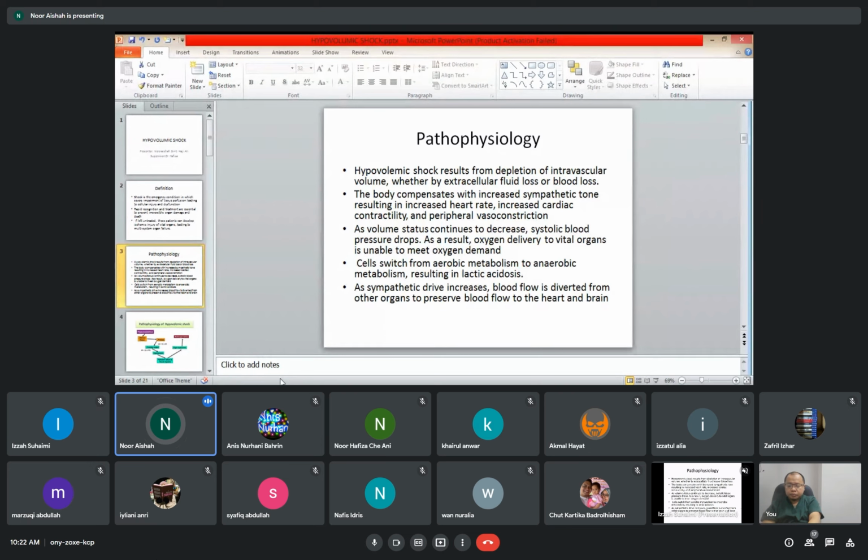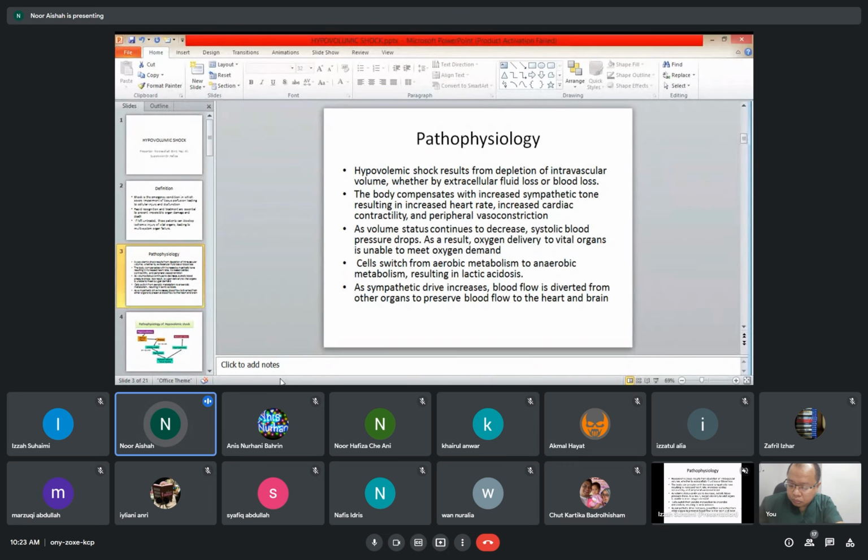Next is the pathophysiology. Hypovolemic shock results from the depletion of intravascular volume, whether extracellular fluid loss or blood loss. The body will try to compensate by increasing the sympathetic tone, which results in increased heart rate, increased cardiac contractility and peripheral vasoconstriction. As the volume status continues to decrease, the systolic blood pressure will drop, and oxygen delivery to vital organs is unable to meet the oxygen demand.